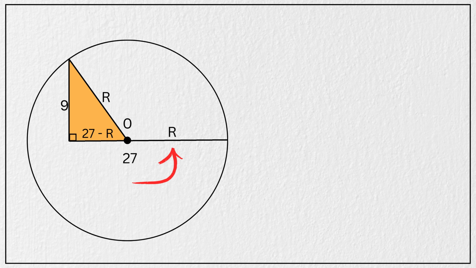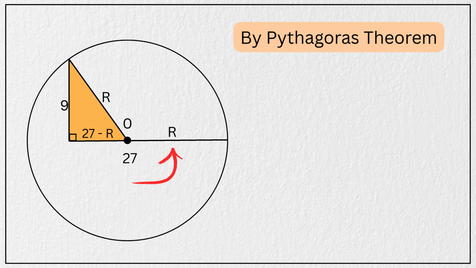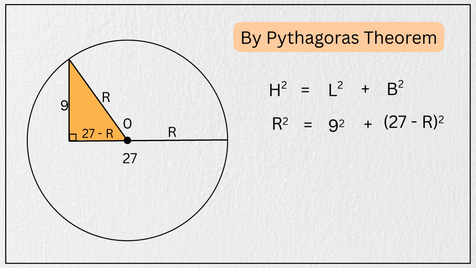To find the radius, we can use the Pythagoras theorem. According to this rule, the square of the hypotenuse is equal to the sum of the squares of the other two sides. So, when we apply this idea, we get the radius squared equal to the square of 9 plus the square of 27 minus r. Expanding this, we get the square of 9 as 81, and the square of 27 as 729. Then we subtract 54 times the radius and add the square of the radius again.